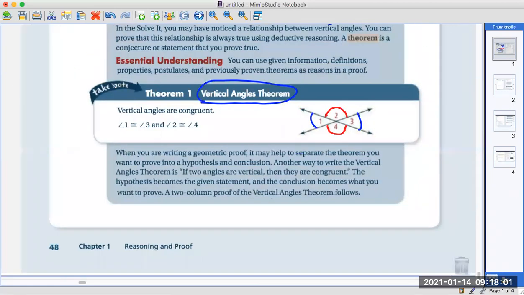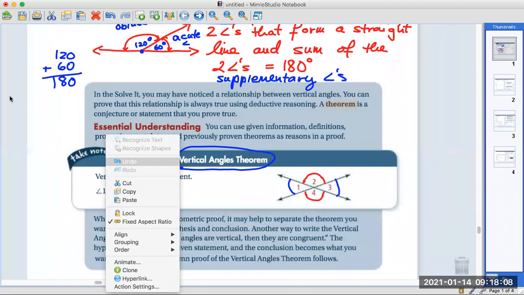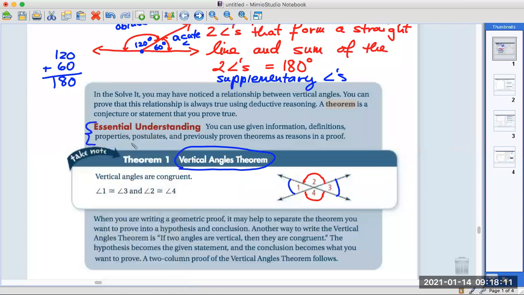All right, let's see, what else do we need to know on this page? Okay, this right here, essential understanding. I'm just reading it. You can use given information, definitions, properties, which are rules in math and geometry, postulates, and previously proven theorems as reasons in a proof. We're not doing too many proofs. We're only doing like 2, I believe, but I want to give you an idea what a proof looks like.